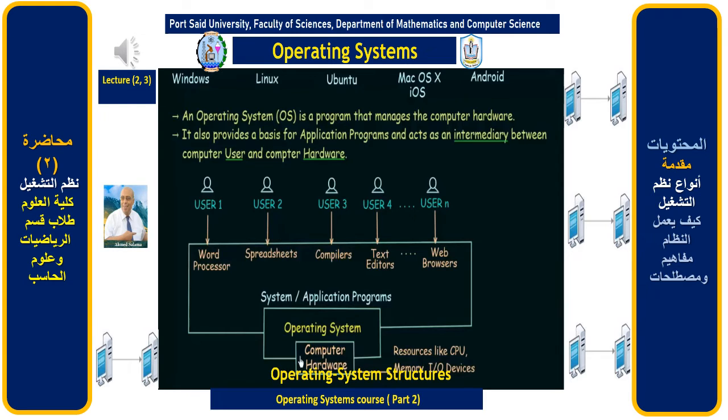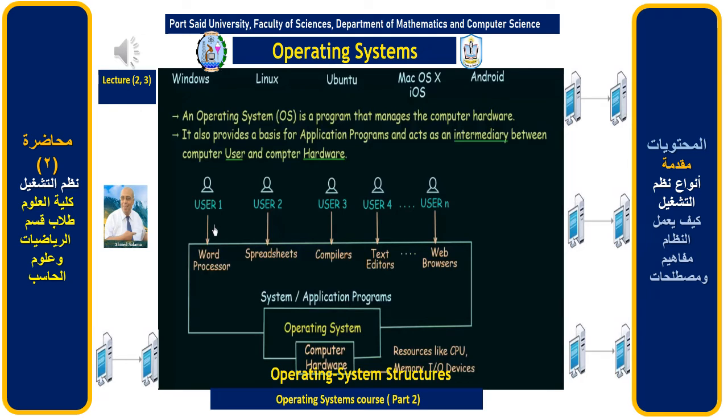So in order to overcome this problem, what we have is an operating system. The operating system resides between the computer hardware and the users. It is an intermediary that acts between the computer hardware and the user. So let us take our first example.